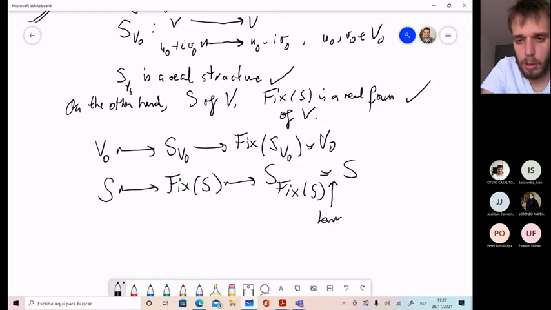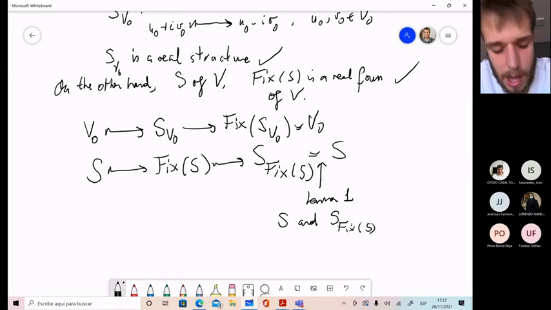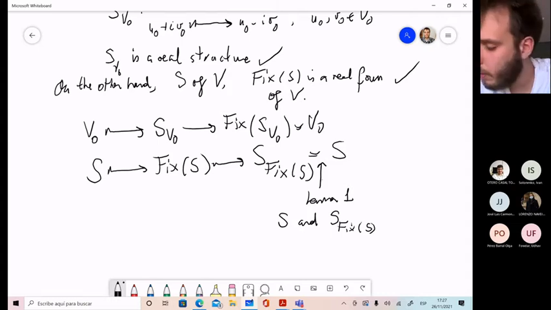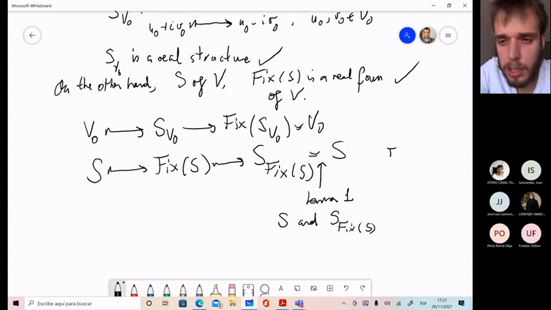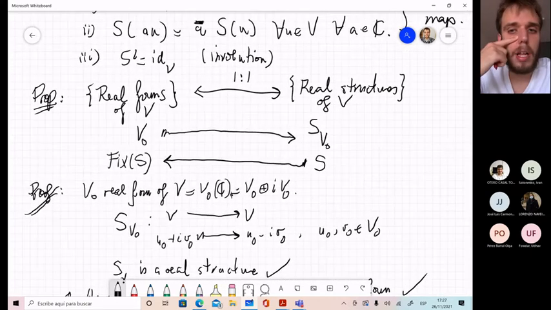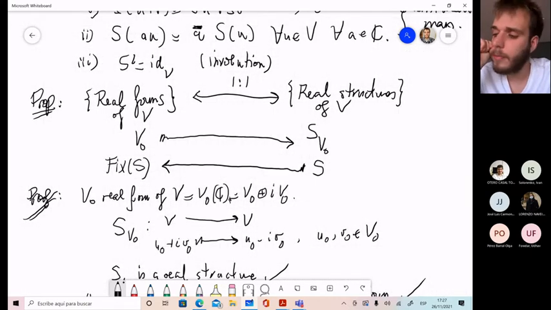What you have to do is to use Lemma 1, right? Because you have now two maps, S and S_{Fix S}, right? And you know that they coincide in the real form, so by uniqueness they must be equal, okay? So this is the proof of the proposition. You have a one-to-one correspondence between real forms and real structures, okay? Good.